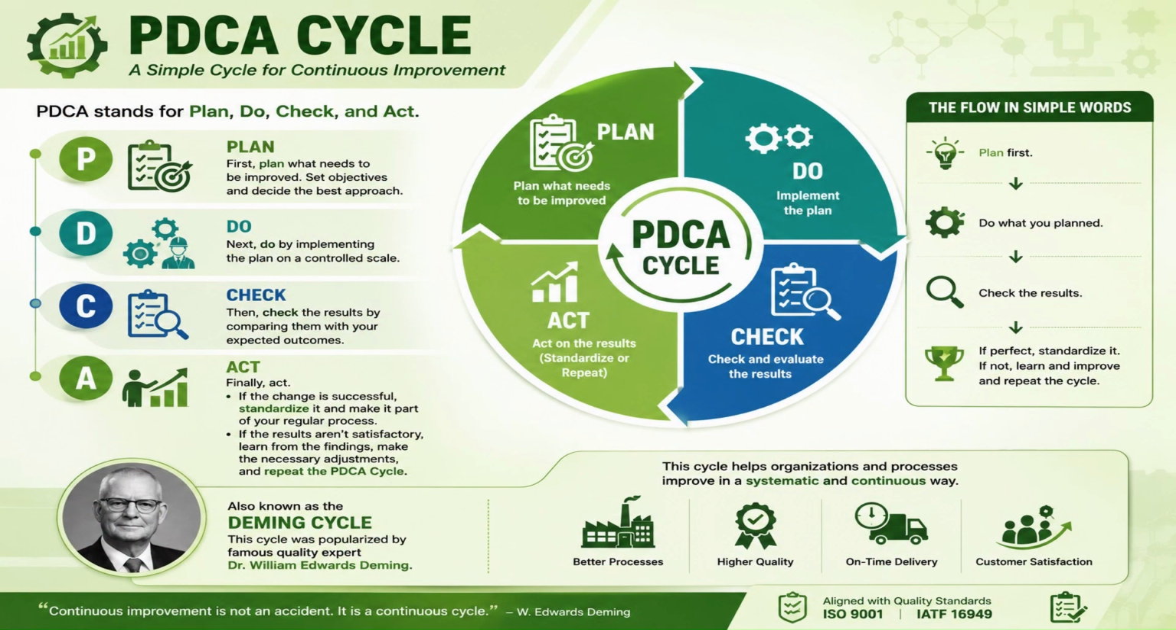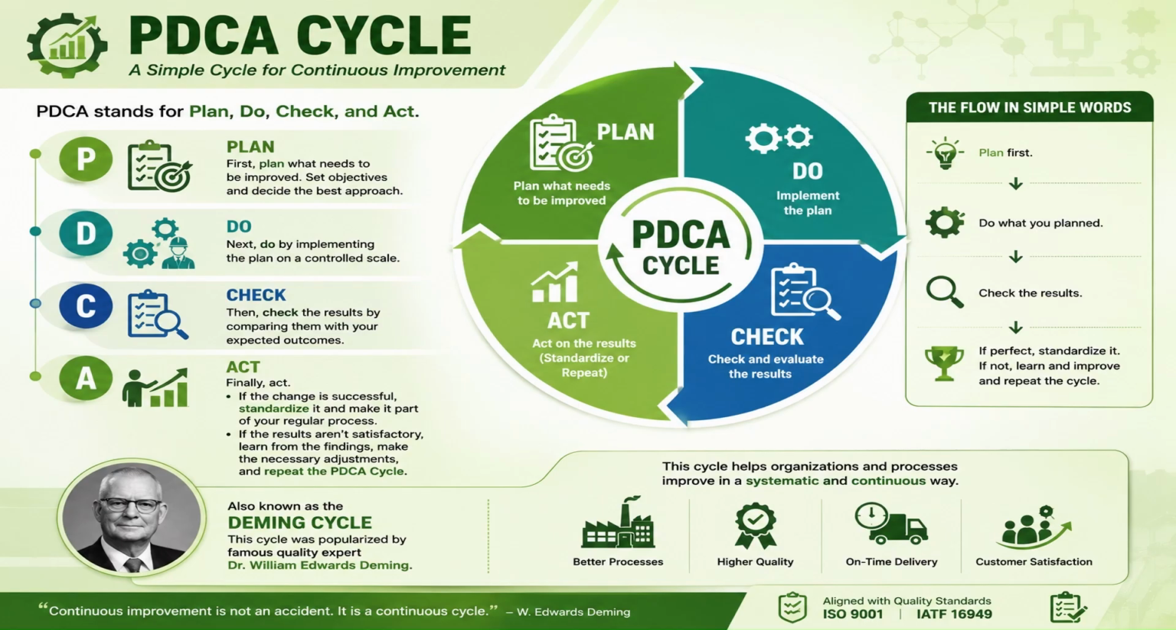So what does PDCA stand for? PDCA stands for Plan, Do, Check, and Act. It follows a simple but powerful sequence. First, plan what needs to be improved. Next, do by implementing the plan on a controlled scale. Then, check the results by comparing them with your expected outcomes.